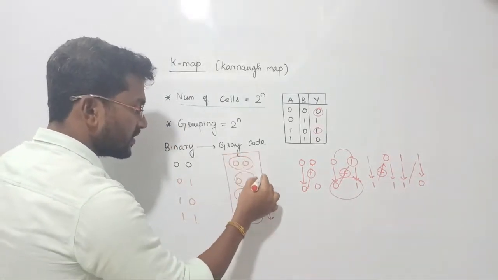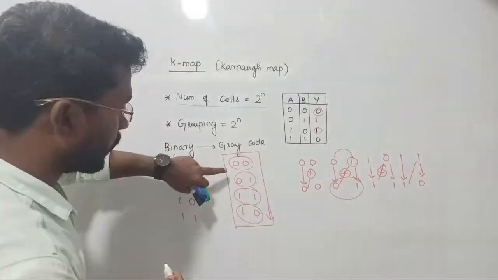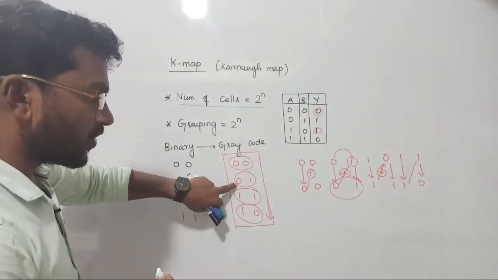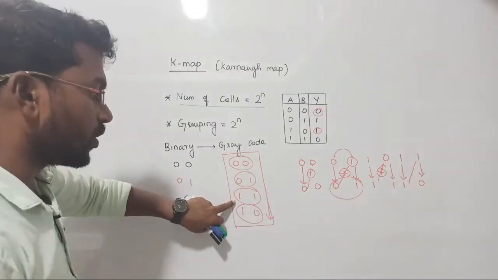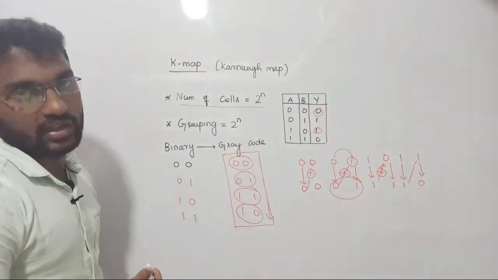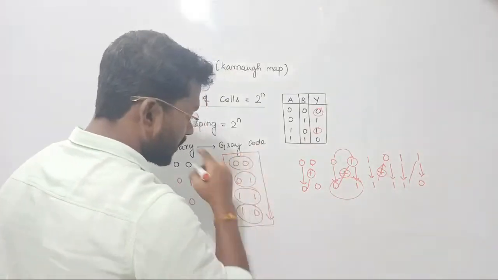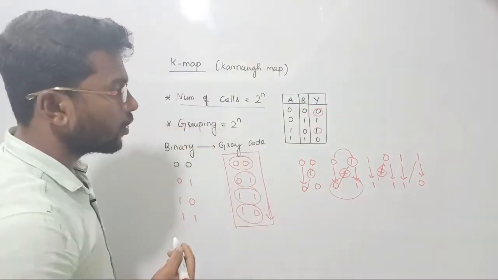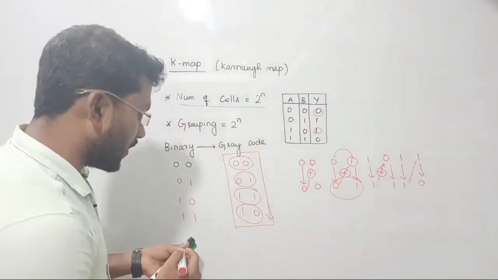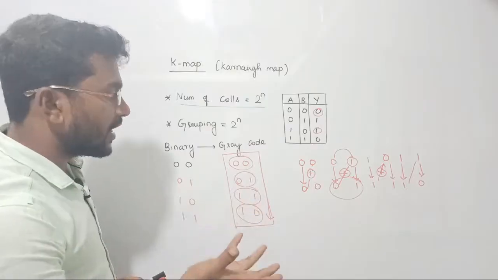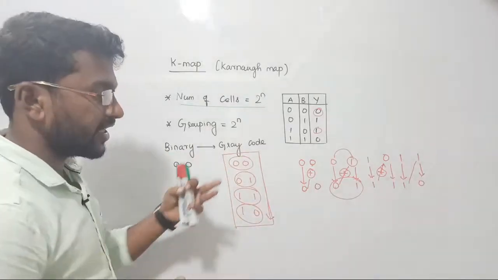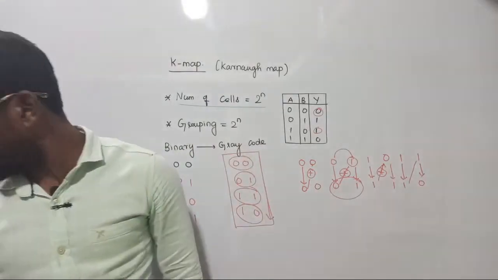This is the sequence that we are following in gray code. First we are going to consider 0 0 and then 0 1 and then 1 1 and then 1 0. So that is the gray code sequence, and this sequence only we are going to follow in our K map, right? So anyway, now in order to get the very clear idea in between binary and gray code, let me take few more examples.